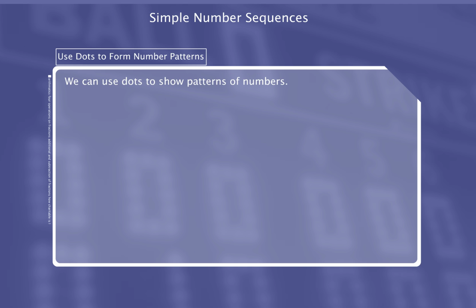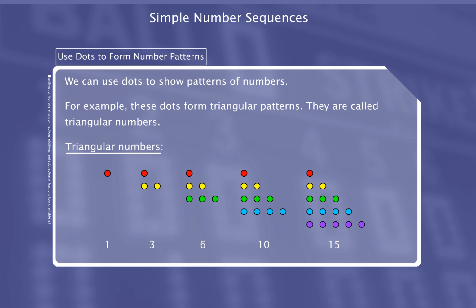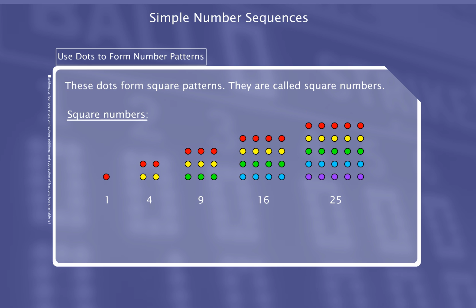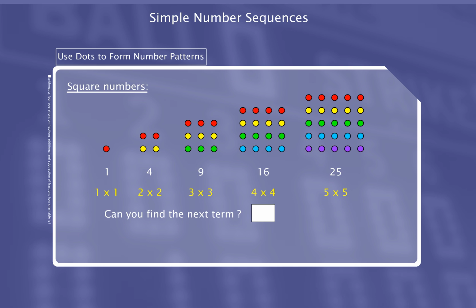Sometimes we can use dots to show patterns of numbers. For example, these dots form triangular patterns. They are called triangular numbers. Can you find the next term? These dots form square patterns. They are called square numbers. Can you find the next term?